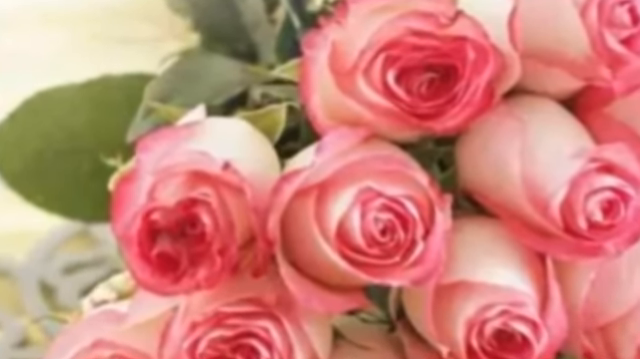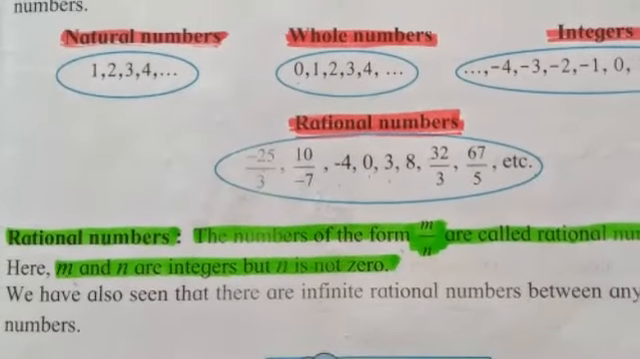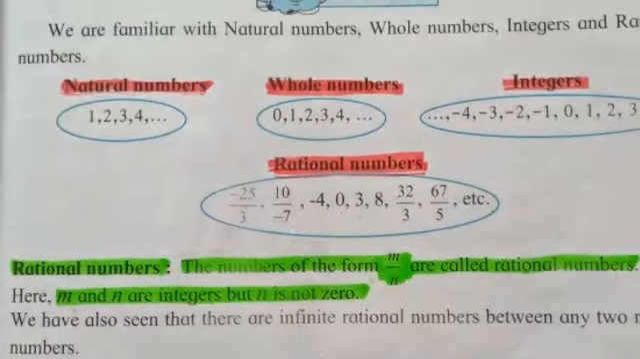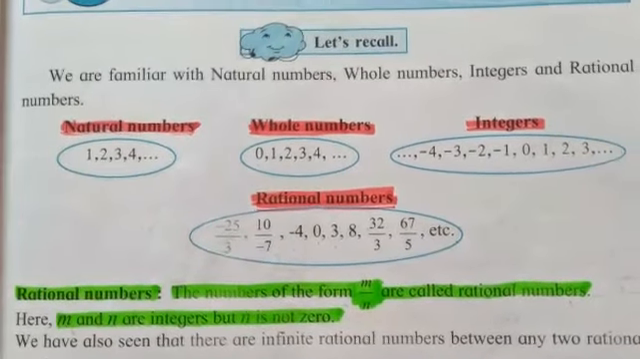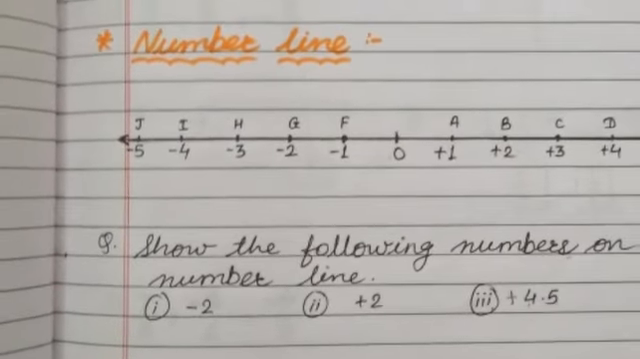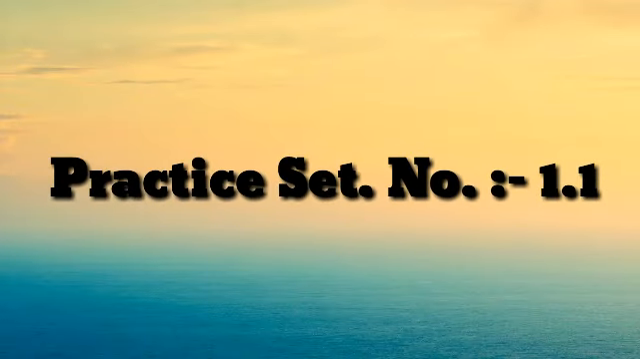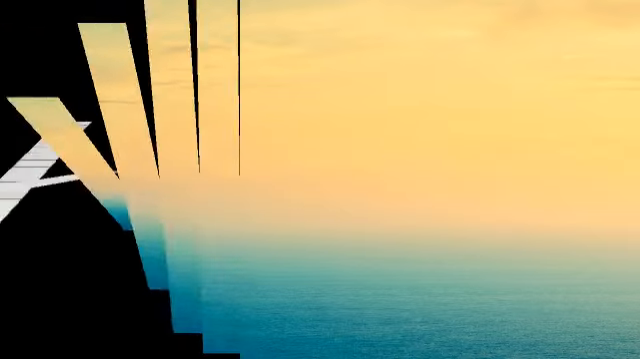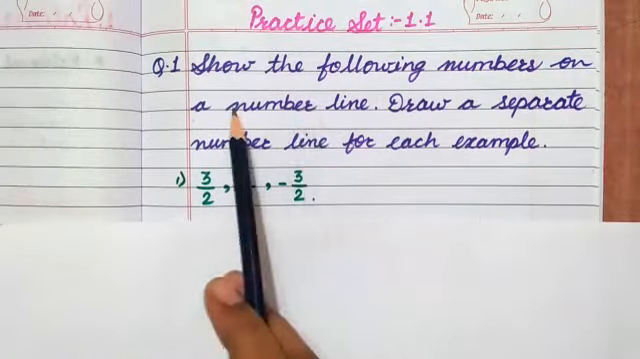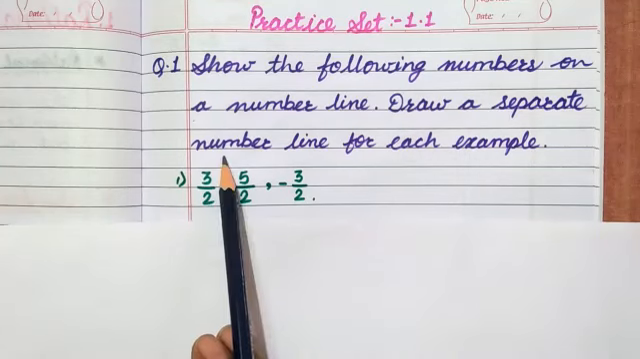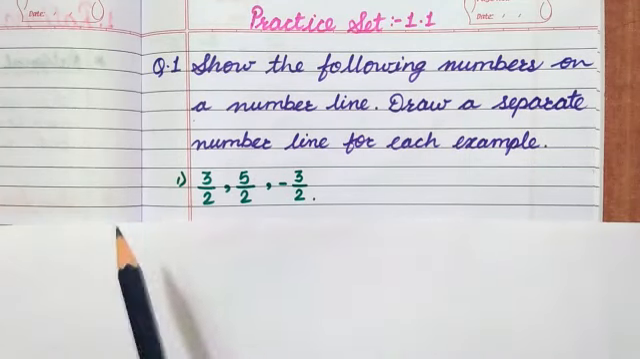In our previous video, we learnt about our previous knowledge regarding natural numbers, whole numbers, integers, rational numbers and, most important, the simple number line. Today we are going to move towards our actual practice set, that is 1.1. The question is: show the following numbers on a number line. Draw a separate number line for each example.